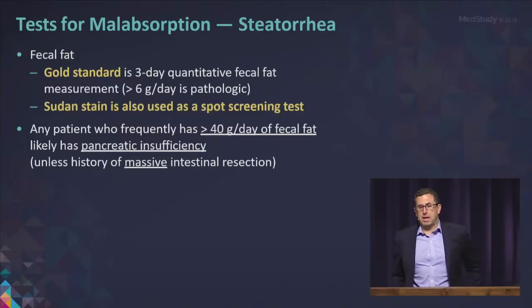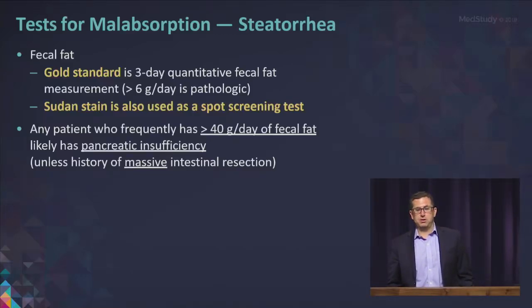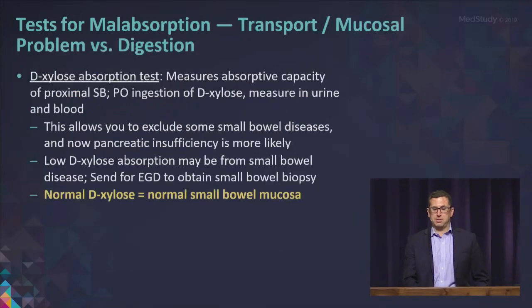Other tests for malabsorption would be tests specifically for steatorrhea. So you could do a fecal fat test. The gold standard is a 72-hour quantitative fecal fat, but sometimes that's hard to do in clinical practice. You can do a Sudan stain, which is kind of a spot screen for fecal fat. And keep in mind that any patient who has greater than 40 grams per day of fecal fat likely has pancreatic insufficiency unless there's a history of massive intestinal resection, because generally the really high fat content in the stool is seen with those two entities, pancreatic insufficiency or massive intestinal resection.